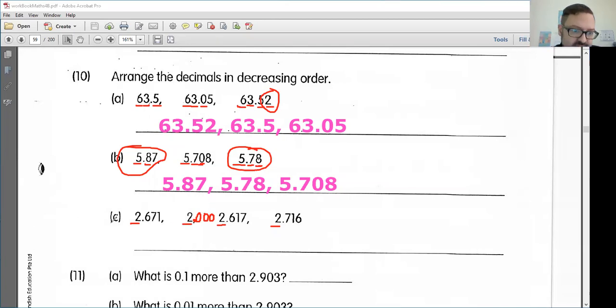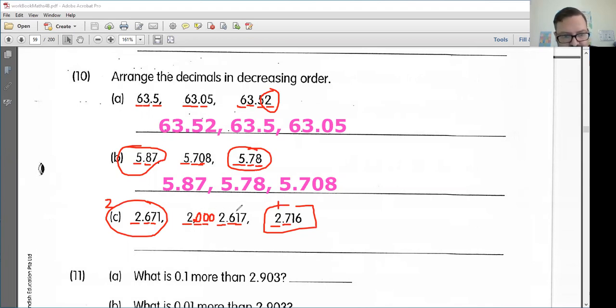All right, so here we have 2.671 has 6/10. This number has 0/10. This number has 6/10, and this number has 7/10. Okay, so 2.716 is my greatest number, followed by, next we have the hundredths place. This has 7/100, 0/100, and 1/100. All right, so this with 7/100 is my second number. I'm confusing myself here. This is number one, number two.